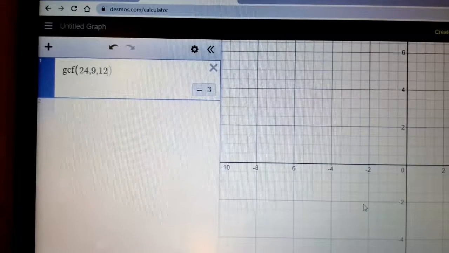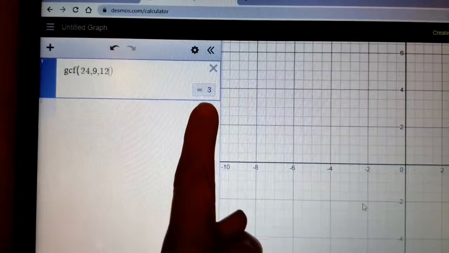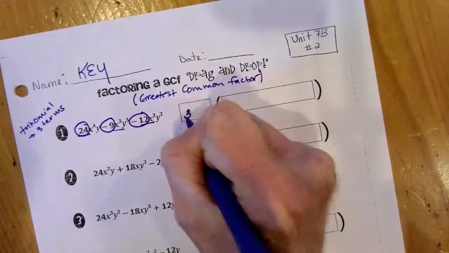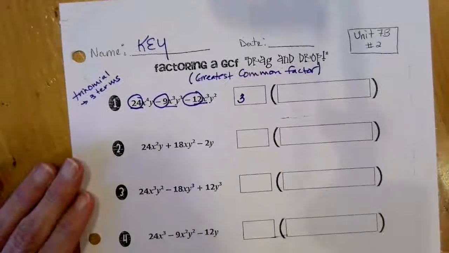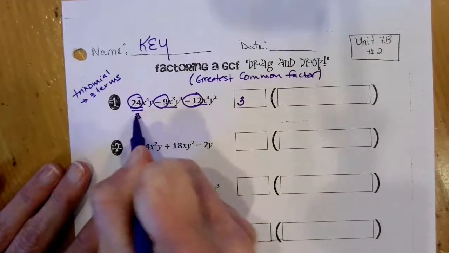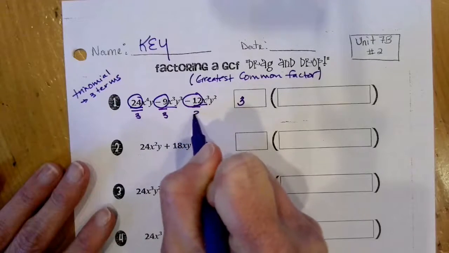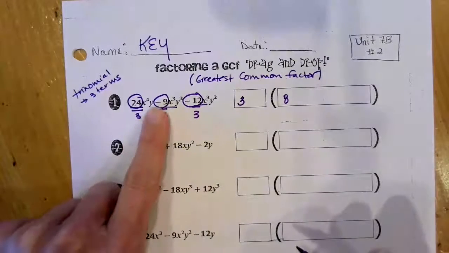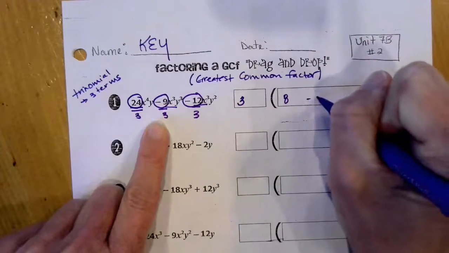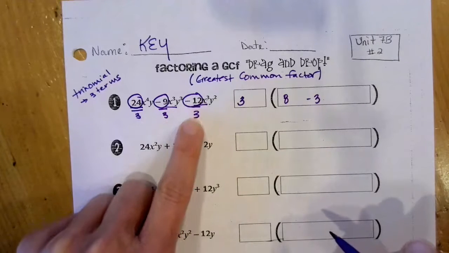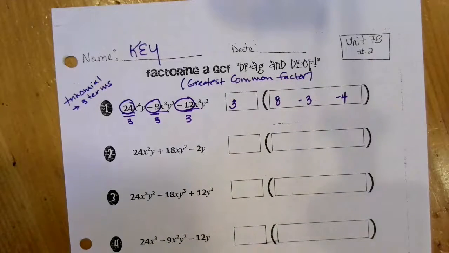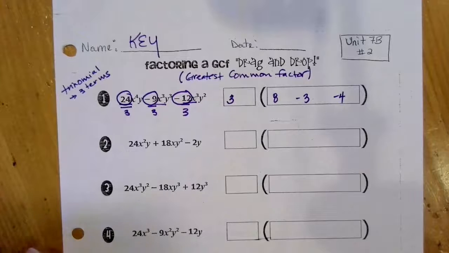So I can see that each of those values can be divided by a 3. So we'll know that this 3 is what we can divide out of each. And when we do that, 24 divided by 3 is 8. Negative 9 divided by 3 is negative 3. Negative 12 divided by 3 is negative 4. So that's our coefficients.